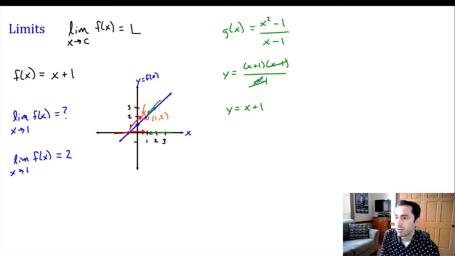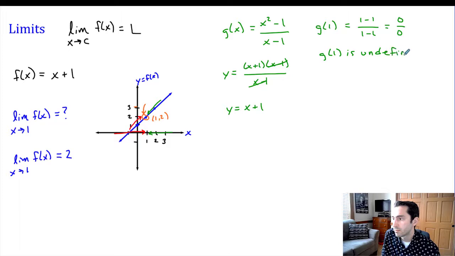So in our original function, I wouldn't be able to evaluate g of 1. So if I try and plug in g of 1, I would end up with 1 squared is 1 minus 1 over 1 minus 1, which is 0 over 0, which is undefined. So g of 1 is undefined. So we're going to have to keep that in mind when we graph this function.